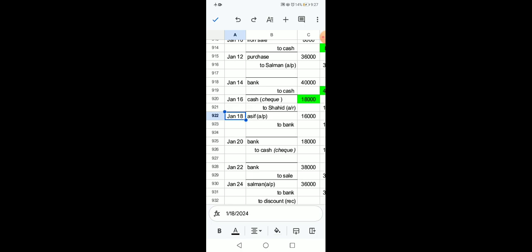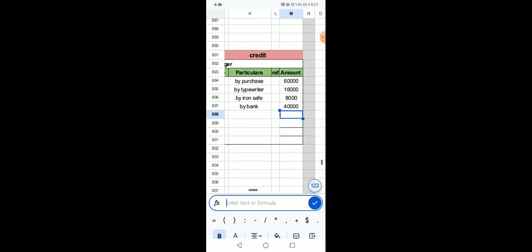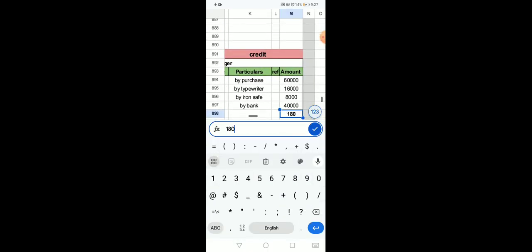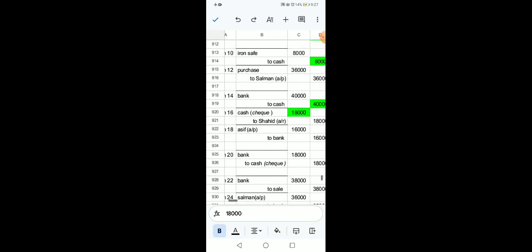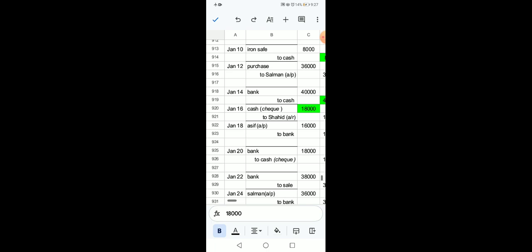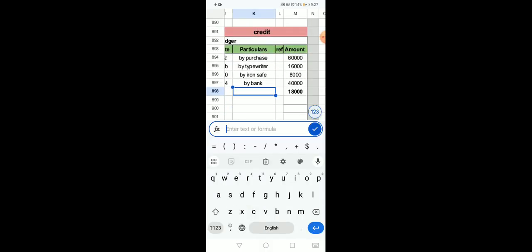After January 16 we have January 18. Cash is not present, leave it, skip it, ignore it. January 20, yes, cash is present, 18,000. So we'll go to the credit side and write 18,000 in the credit column of cash. See what the reference of this 18,000 is, as 18,000 has arrived again. What is written on the opposite side? Bank. So you are going to write bank over here with an additional word of buy.